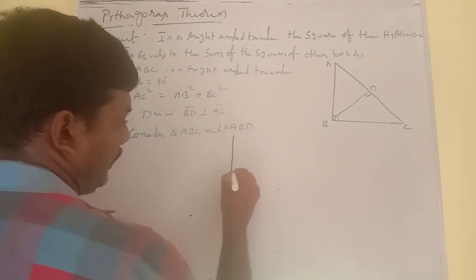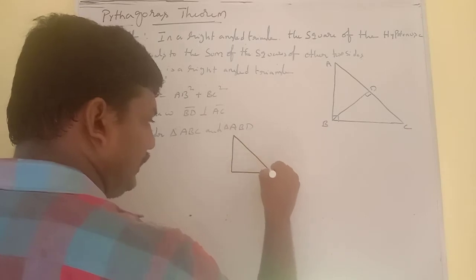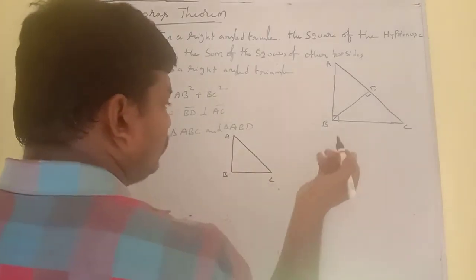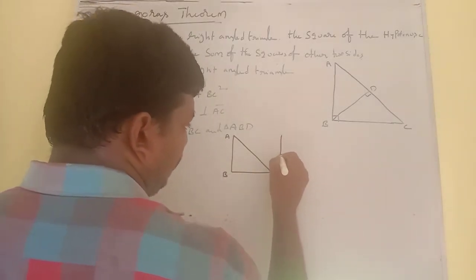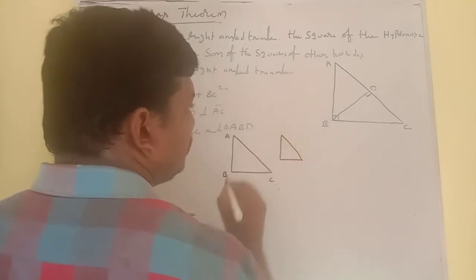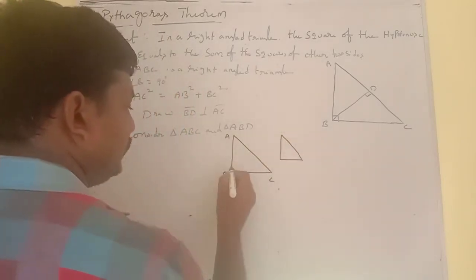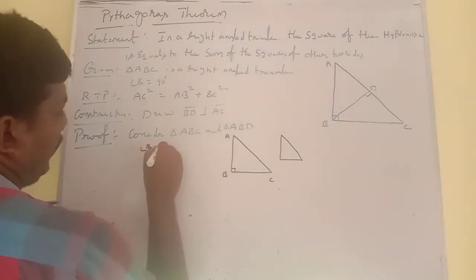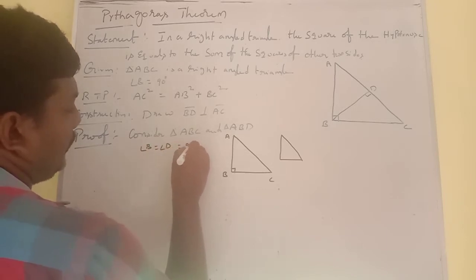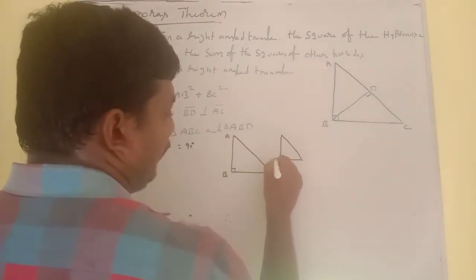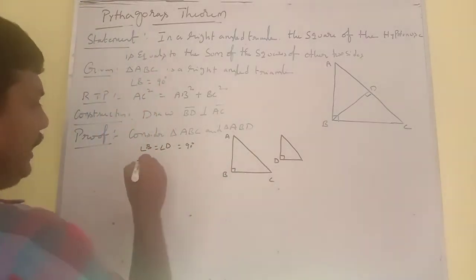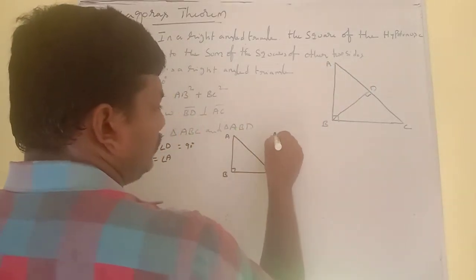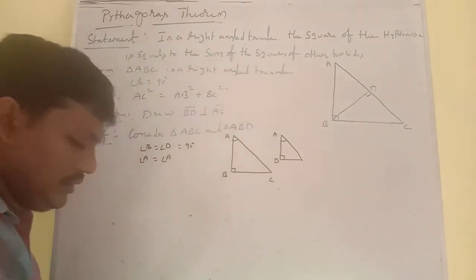One is triangle ABC. Another one is ABD. Both are right angle triangles. This is triangle ABC. Here angle B equals angle D because each is 90 degrees. Now angle A equals angle A, that is the common angle.